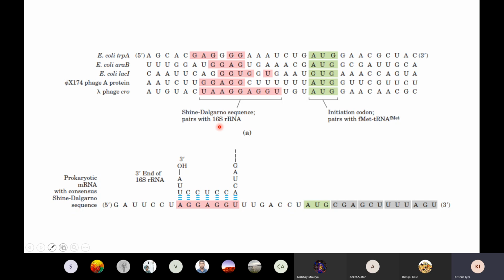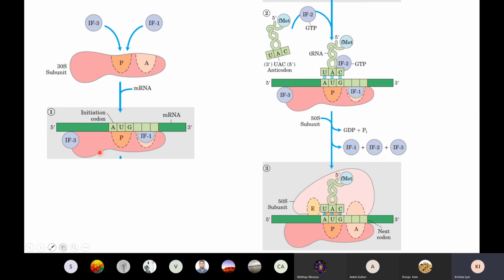And 16S RNA, if you remember, is present in the 30S subunit. Okay, so if you look at this subunit here, somewhere here is also the 16S RNA. And this 16S RNA interacts with the mRNA in such a fashion that the Shine-Dalgarno sequence is recognized by the 16S RNA, and once that recognition occurs, it searches for the first AUG near that sequence, and that AUG is then placed at what is referred to as a P site.